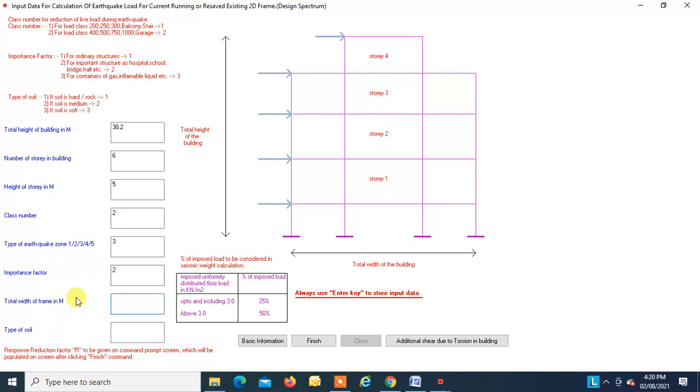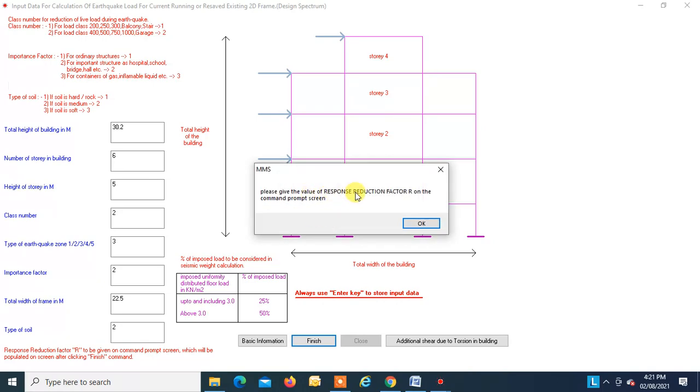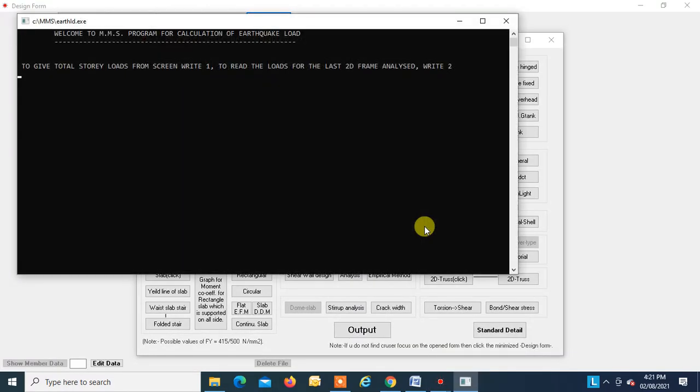Write the total width of the frame, which is 22.5 meters. Press enter. And the type of the soil is medium, which is 2, right? So write 2. Now press finish. We will have to give the response reduction factor on the command prompt screen. Please wait for the command prompt screen to populate. To give the total story load from the screen, write 1. We are giving the input from the screen, so we will write 1.